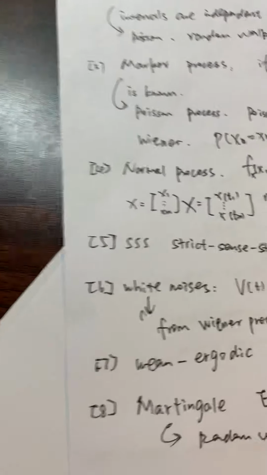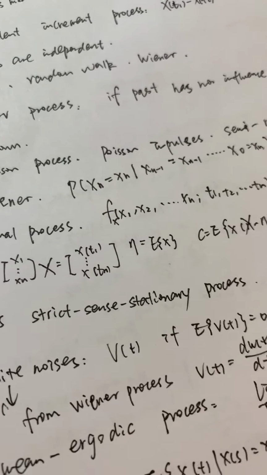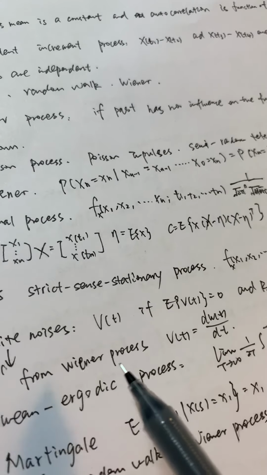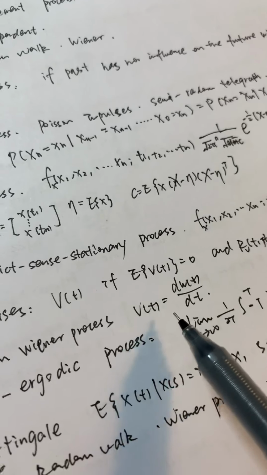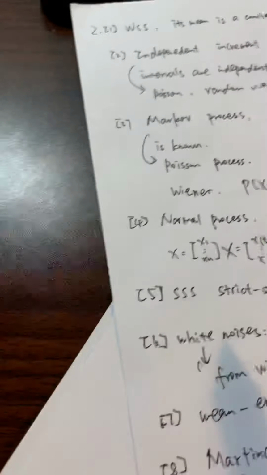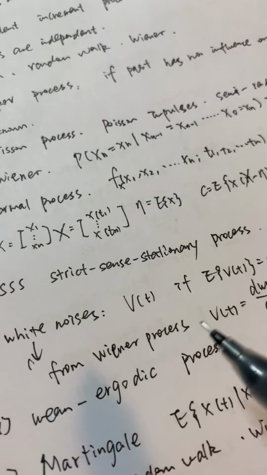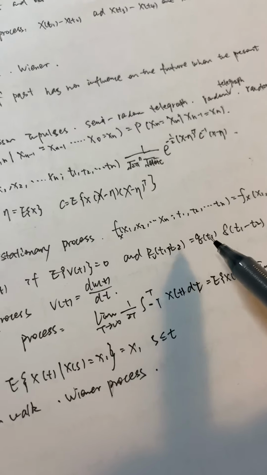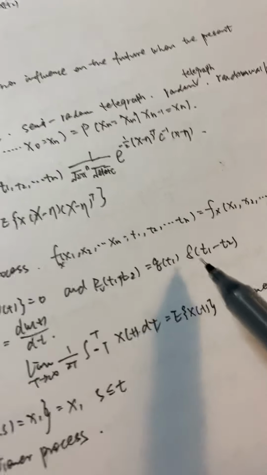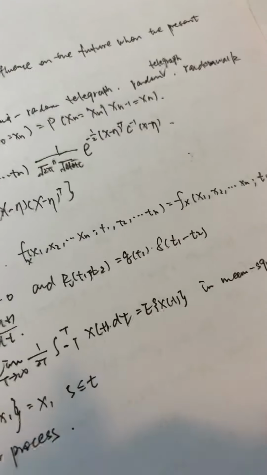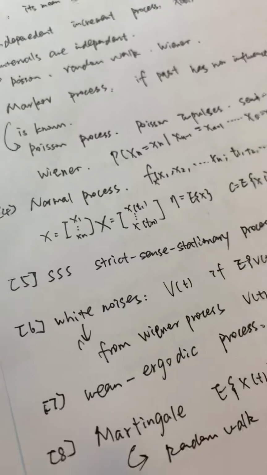The sixth process is the white noise. We got this concept from the Wiener process. We take the derivative of the Wiener process, and then it is a white noise. But we can expand it to a larger scale: if the process has the mean of 0 and the autocorrelation equals q(t1) multiplied by delta(t1 minus t2), it is a white noise.